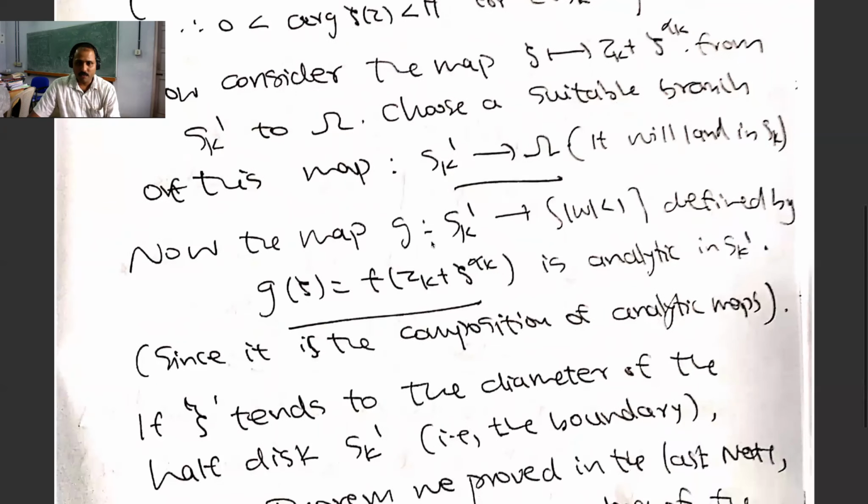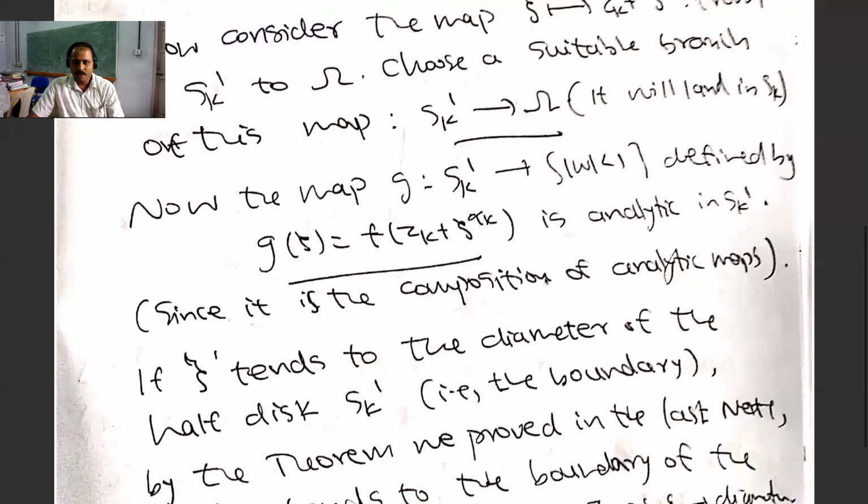Now we compose this map with f, the Riemann map which is already there. So you get a G, which is the composition of these two maps. It is from S k prime to the open unit disk. This is analytic in S k prime because f is analytic and this map is analytic, so it is a composition of analytic maps.